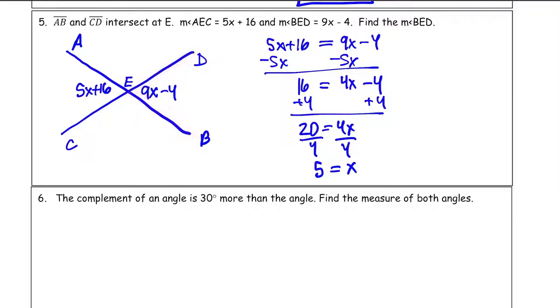So what I need to do now is I need to plug in. All right, I'll switch to a different color. I need 9 times 5 minus 4. All right, and that's going to give me 41 degrees. That is that angle.